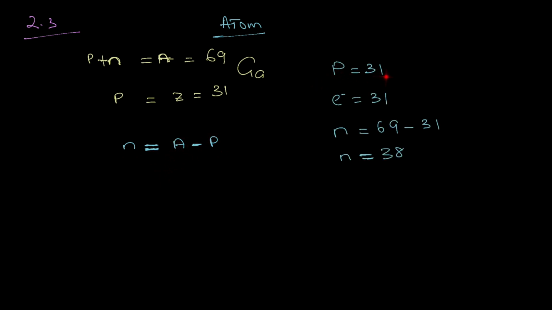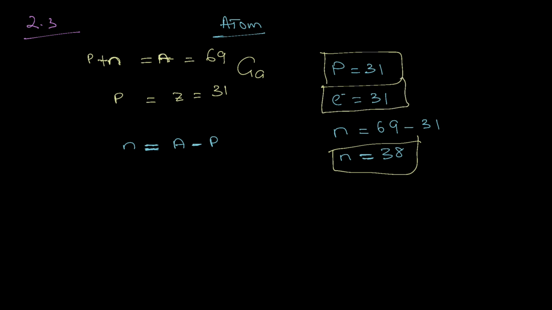So the number of protons is 31, as you can see there, and the number of electrons will be 31 because we're talking about atoms. In an atom, the number of protons equals the number of electrons. And now we can find the number of neutrons. That will be 69 minus 31, because protons are 31 and the mass number is 69, and that gives you 38. So neutrons will be 38, protons 31 and electrons 31. So the answer is 31 electrons and 38 neutrons.